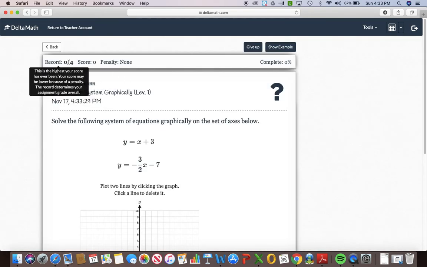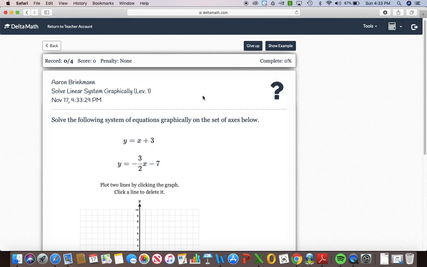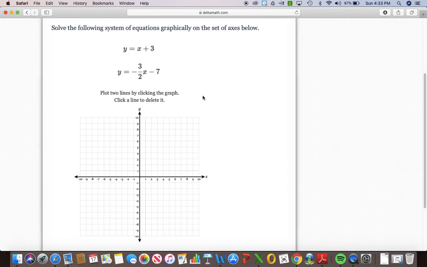And so here I have to get 0 out of 4 correct. It'll tell me my percentage. So I have my first equation, y equals x plus 3. So I will start at my y-intercept at 3. My slope is 1, so I'll go up 1 over 1 and then click, and that'll draw my line for me.